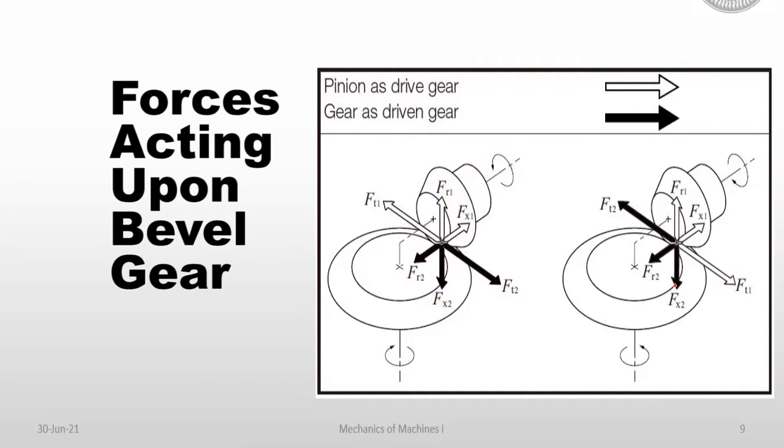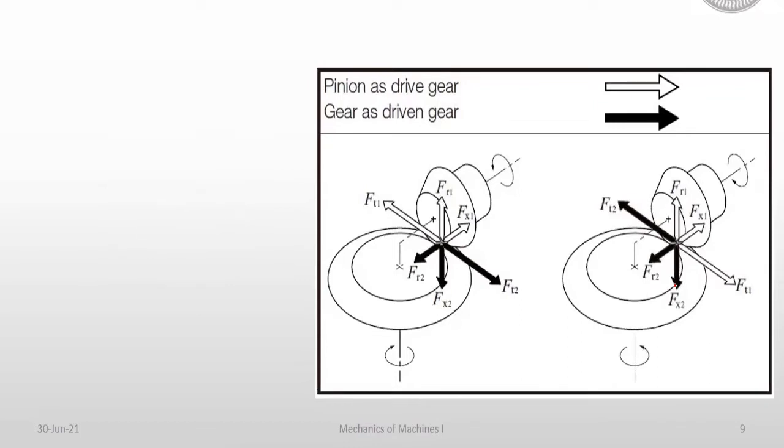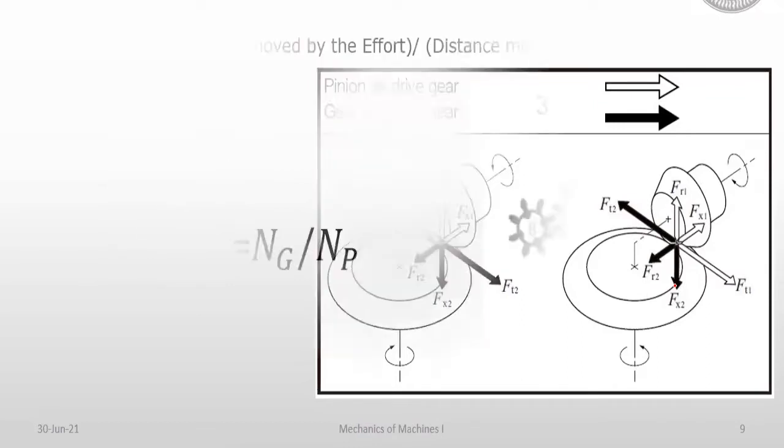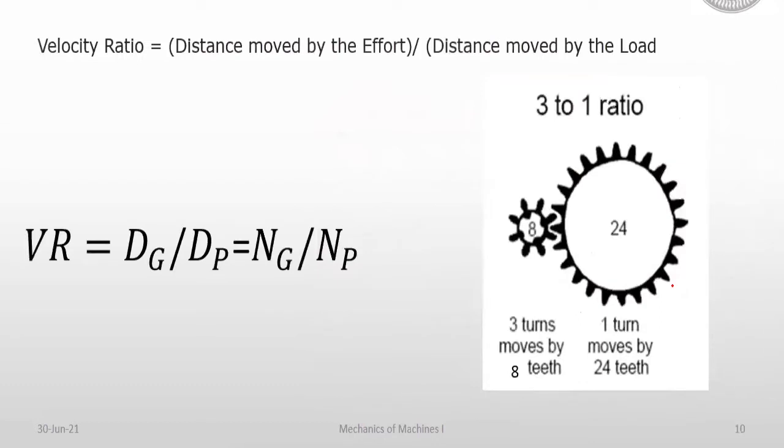Likewise, we look at the rack and pinion also. What are the forces acting upon the rack and pinion? Likewise, the bevel gears, these types of forces act. If you use this basic formula, you can come up with the velocity ratio: the number of teeth on the gear, Ng, upon the number of teeth on the pinion. This is the velocity ratio we derive for this specific mechanism.